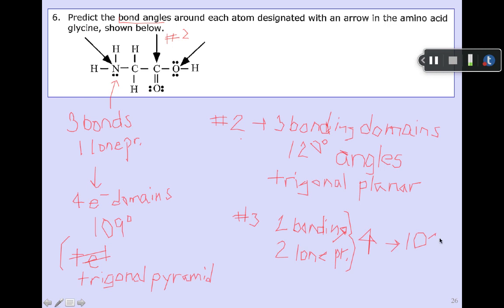Now, in this case, we have 2 bonds and 2 lone pairs, so which is the geometry that corresponds to that? With tetrahedral electron geometry and 2 lone pairs and 2 bonding pairs, this portion of the molecule is described as having a bent molecular shape.